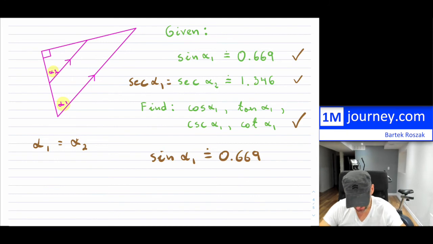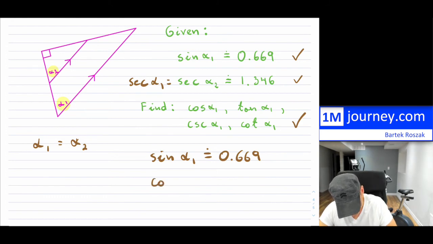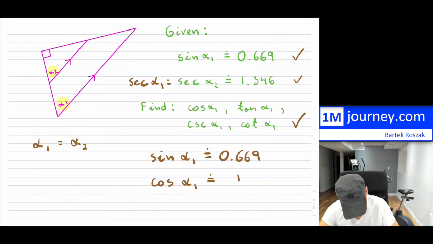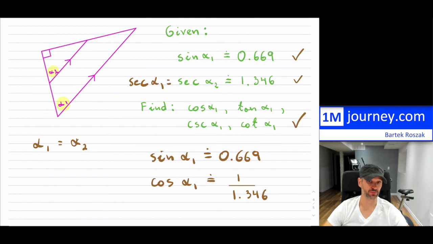Well, first of all, because I know the secant in this case, then I know that the cos of that, which is the first one they want me to find, is basically just the reciprocal. So this is going to be 1 all over 1.346, and whatever that might be. You can compute it here. We just want to find the actual ratios. So now I have the first one they asked for, which is cos of alpha 1.